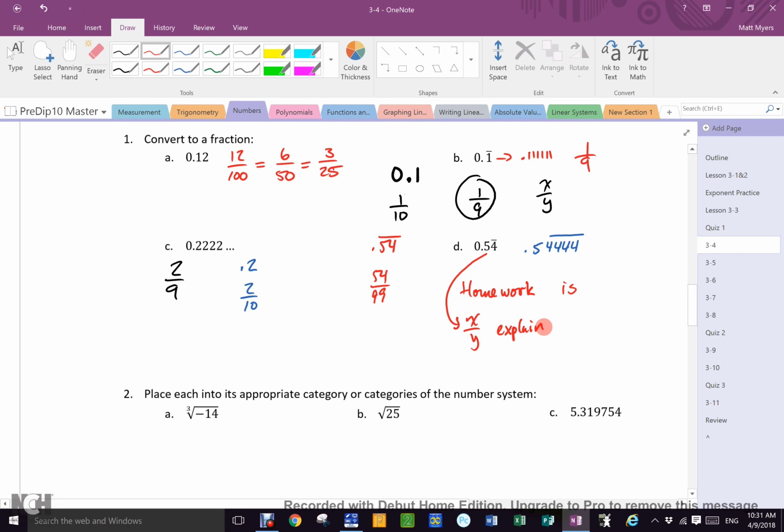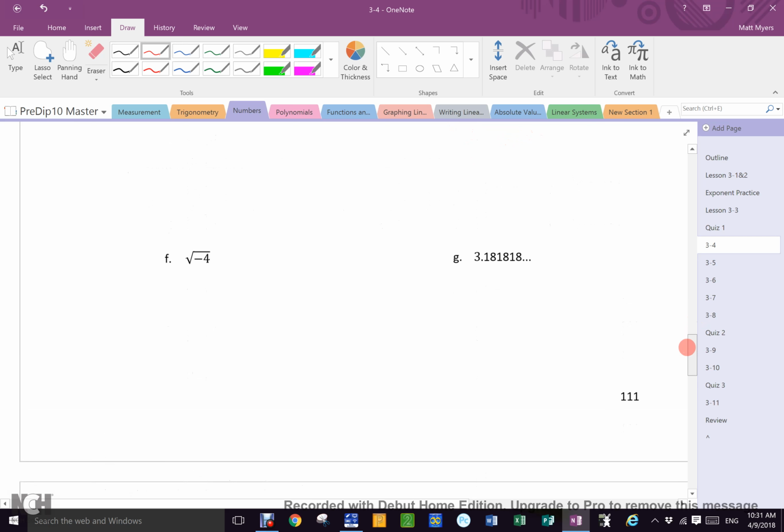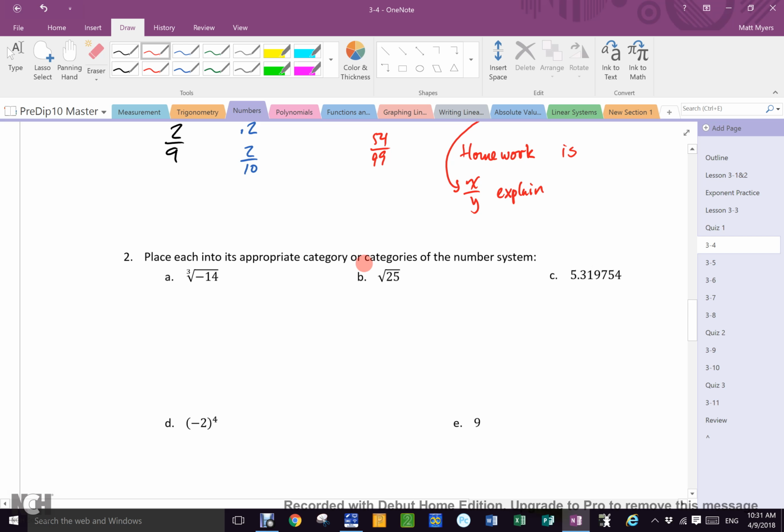Let's see what happens when I send you away with that. Now, next, this page 111, put them in the appropriate categories. Now remember, the categories are natural, whole, integer, rational, irrational, and imaginary, which is capital I.